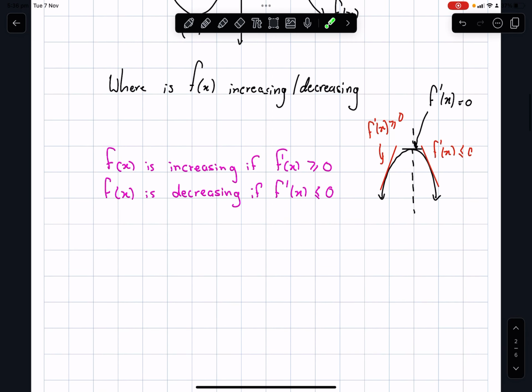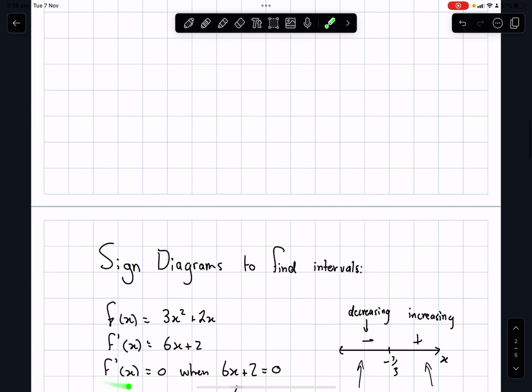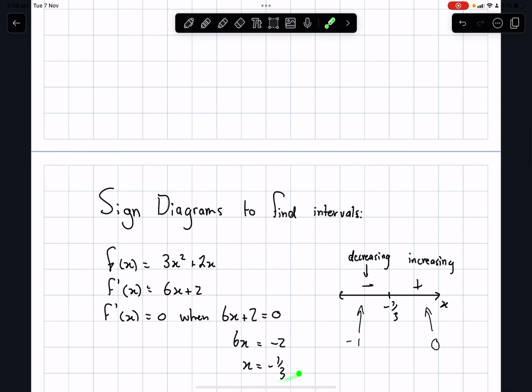Now up here I said this turning point, this key point, is when f dash of x equals 0. So I want to set my derivative equal to 0. So f dash of x equals 0 when 6x plus 2 equals 0. Now let's solve this equation for x. I subtract 2 from both sides and then I divide through by 6 to get -1/3. This x solution here is my key point that I want to use on my sign diagram. So -1/3.